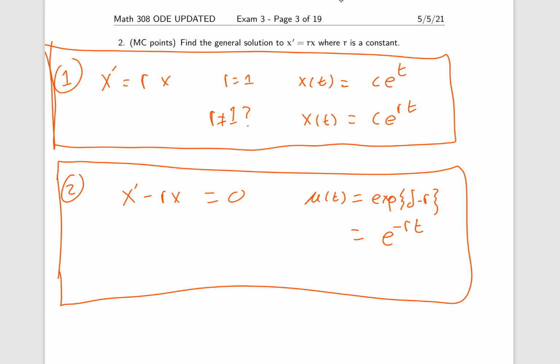Okay, so you multiply both sides of the equation by the integrating factor. The left-hand side is x times e to the minus rt, prime. 0 times e to the minus rt is equal to 0. You take the antiderivative of both sides. You have x of t times e to the minus rt is equal to some constant, or in other words, x of t is equal to some constant times e to the rt.